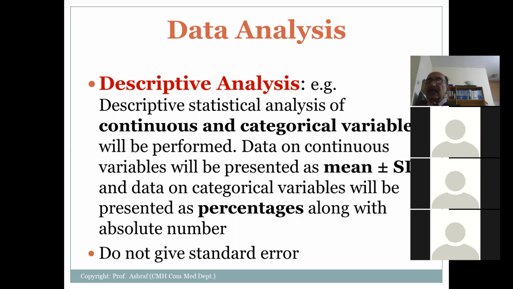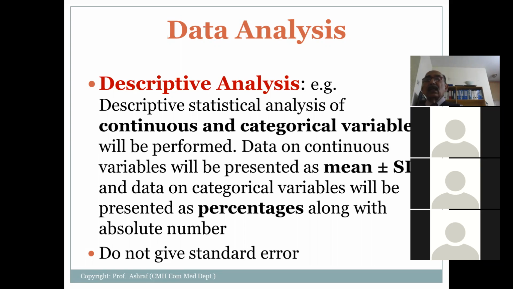Here, for continuous data, you can calculate mean, standard deviation, and so on. Some people use mean plus minus. Wherever you give mean, for example, you say mean age of your study participants, you always give it along with the standard deviation. That is important. Plus minus standard deviation. So you do not give mean plus minus standard deviation. That is not mean.